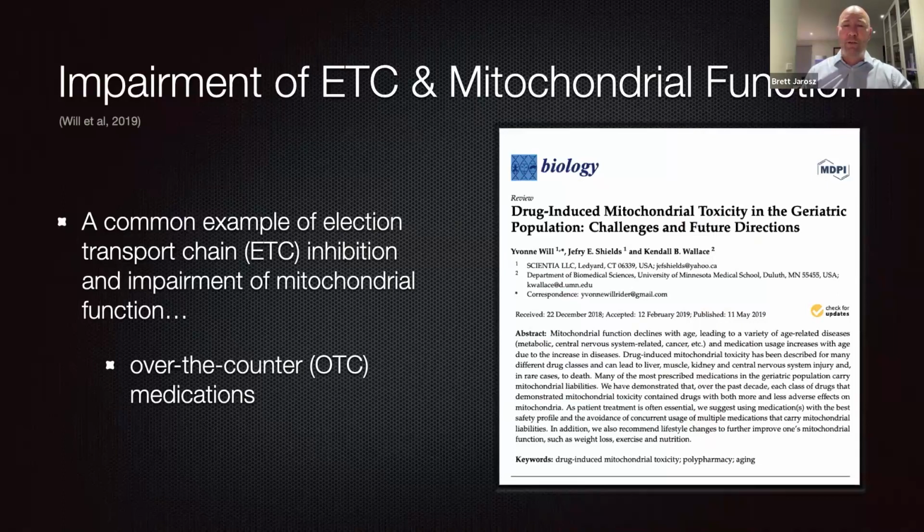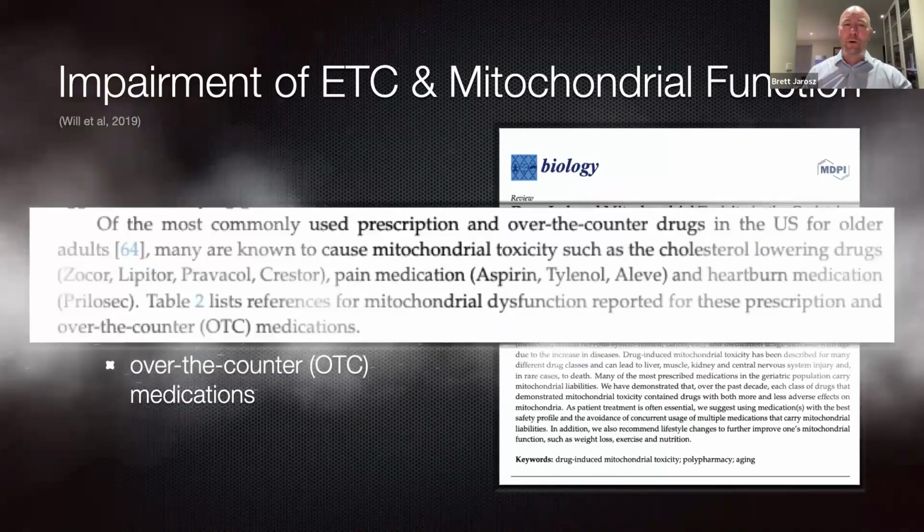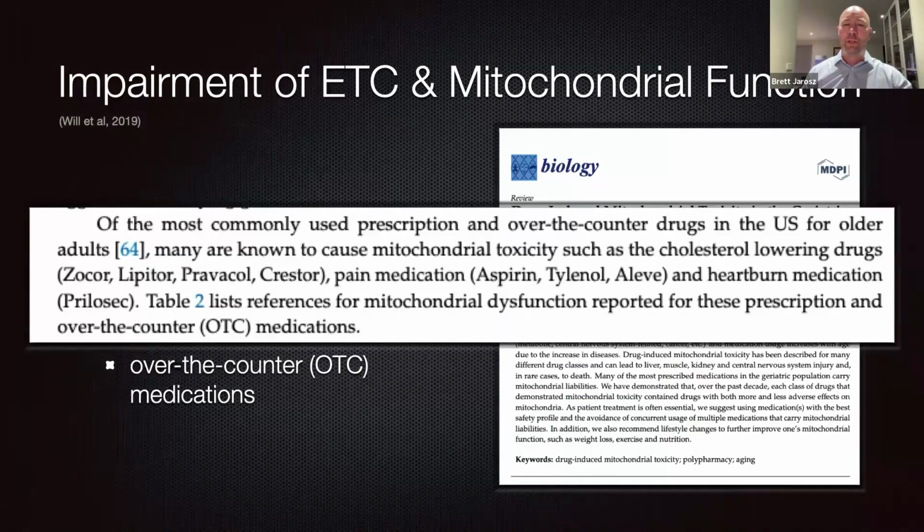So look at the title of the article, Drug-Induced Mitochondrial Toxicity in the Geriatric Population. A common example of electron transport chain inhibition and impairment of mitochondrial function comes from over-the-counter medications. So, of the most commonly used prescription and over-the-counter drugs in the US for older adults, many are known to cause mitochondrial toxicity, such as our cholesterol-lowering drugs, our pain medications, heartburn medications.